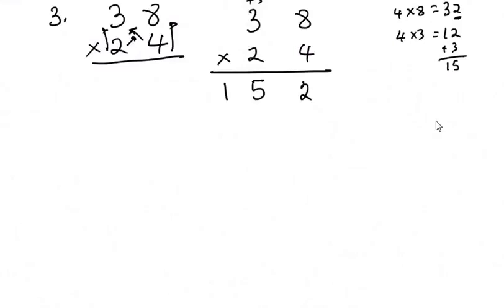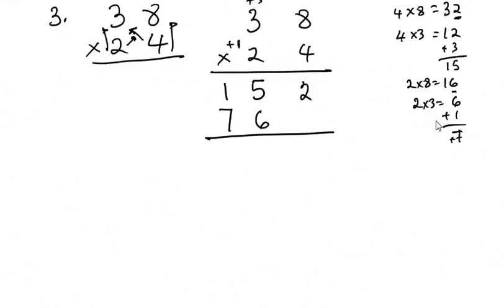Now we continue with 2. 2 multiplied by 8 gives us 16. Remember, I'm going to write 6. I'll carry 1 plus 1. And then 2 times 3 gives us 6 plus 1 that we have left over, plus 7. So this will be 7.